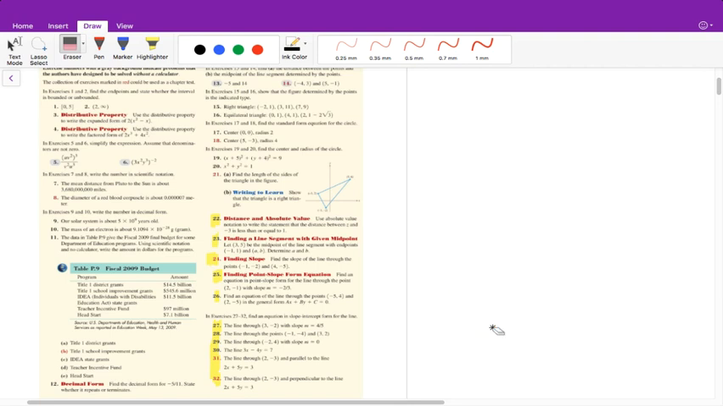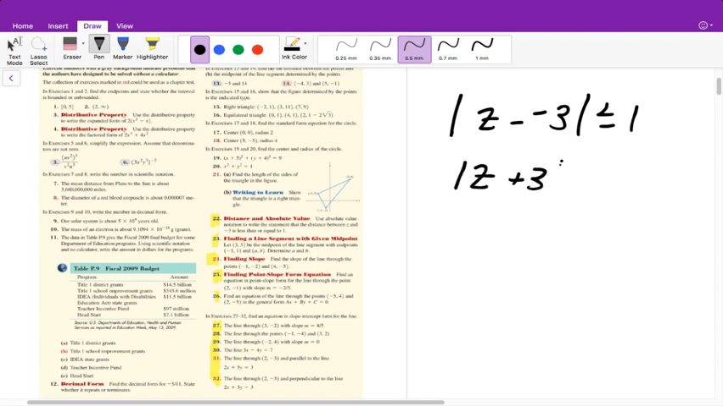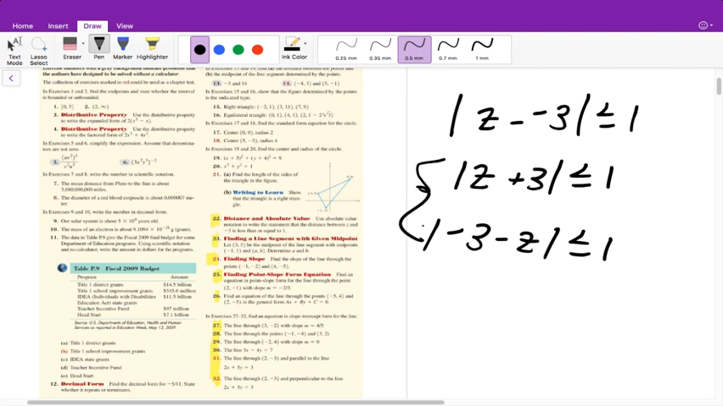So when we're dealing with this problem, it says the distance between z and -3 is less than or equal to 1. So you can either do z minus -3 is less than or equal to 1, which would then turn to z plus 3 is less than or equal to 1. Or you can do -3 minus z is less than or equal to 1. So either one of these will give you your proper answer because we're using absolute value, and it doesn't matter which one you subtract first since we're taking the absolute value.